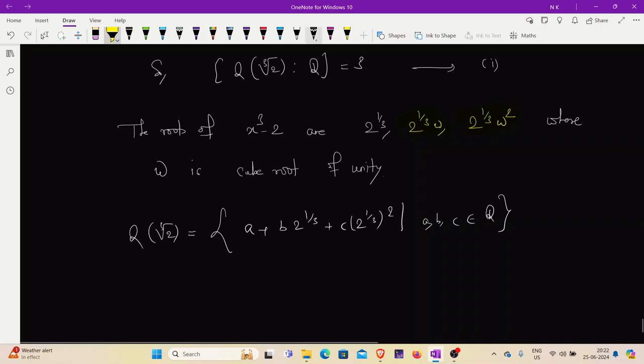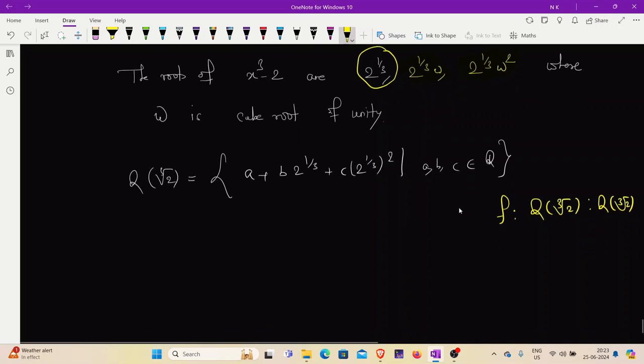So the point that I want to make clear here is this. If I'm defining a map from Q(cube root of 2) to Q(cube root of 2), a self isomorphism, that is an automorphism, the image should again be in Q(cube root of 2). And if I take these two elements as images, they are not part of Q(cube root of 2), so we cannot take those as images. So the only possible image of 2 raised to 1 upon 3 is 2 raised to 1 upon 3. And that's why the only automorphism that we can find here is the identity automorphism.